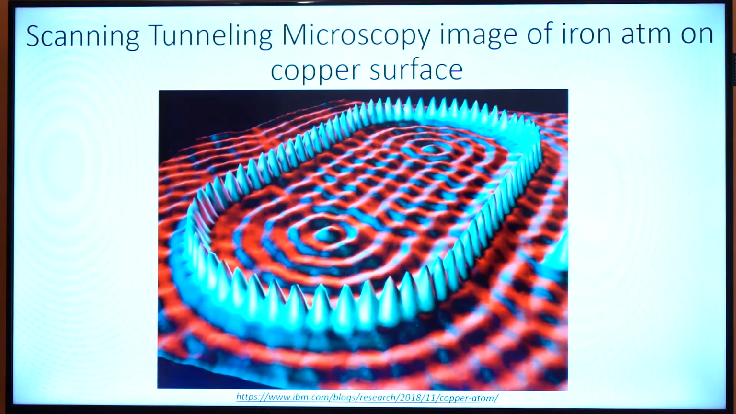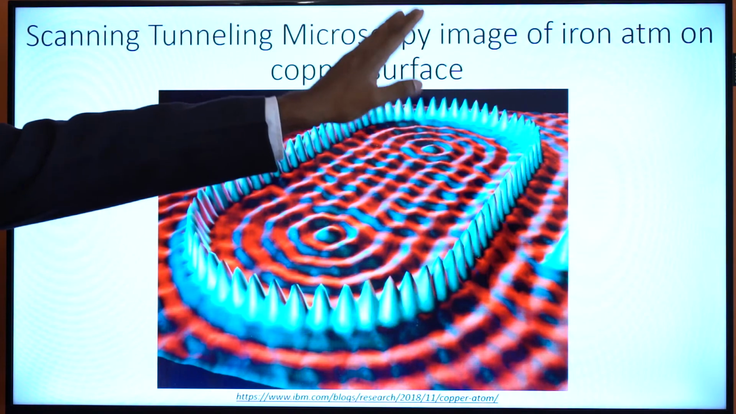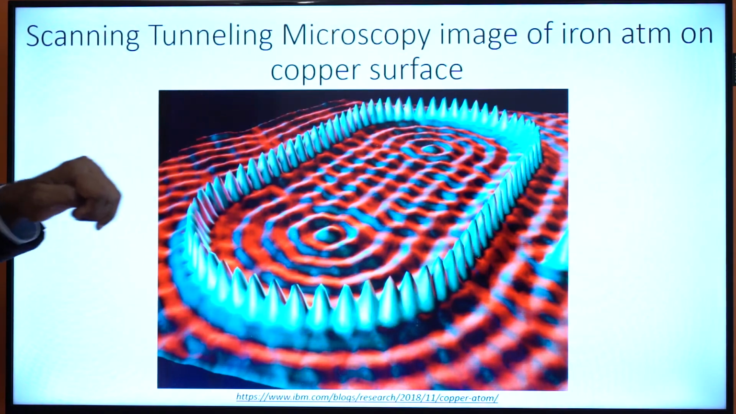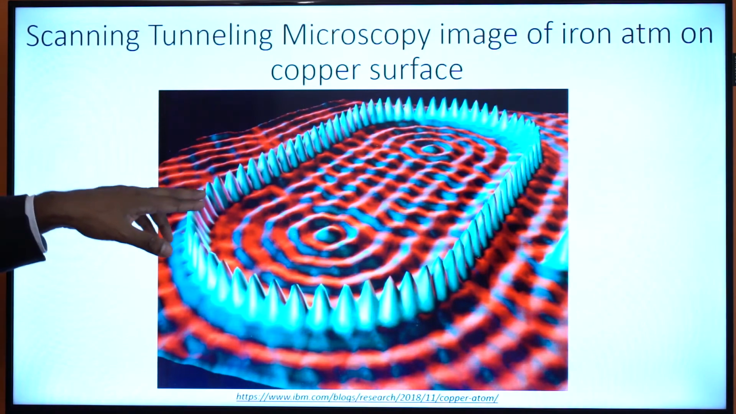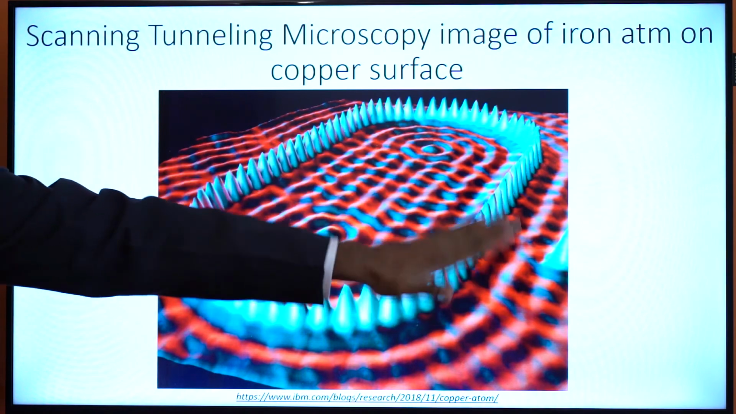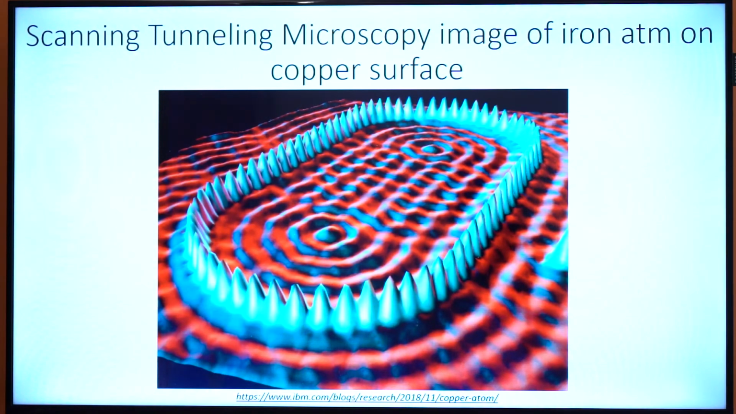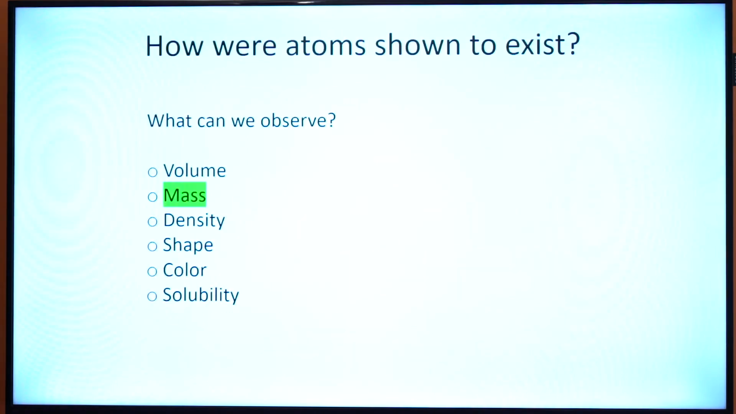In the recent past, atoms could be imaged, as shown by IBM with scanning tunneling microscopy. It is an image of iron atoms on a copper surface. So if we image it, it looks like the iron atoms have positions like this on the copper surface. So the fundamental particles are atoms and molecules.